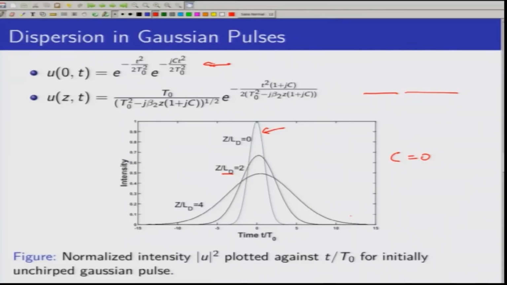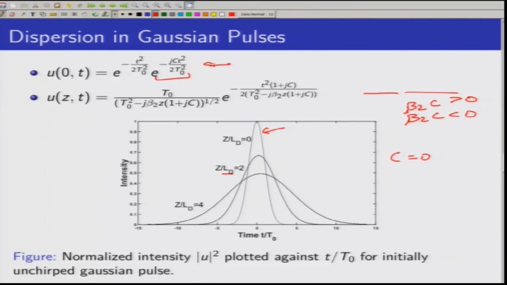If the pulse is initially unchirped, the dispersion induced chirp is linear. We can see the instantaneous frequency would come out to be linear over a time scale. However, if we have some chirping, then things get interesting, because we will have to see whether beta 2 c is greater than 0 or beta 2 c is less than 0. If beta 2 c is greater than 0, then we will still have a monotonically increasing chirp parameter, and that would signify that the pulse will still broaden.